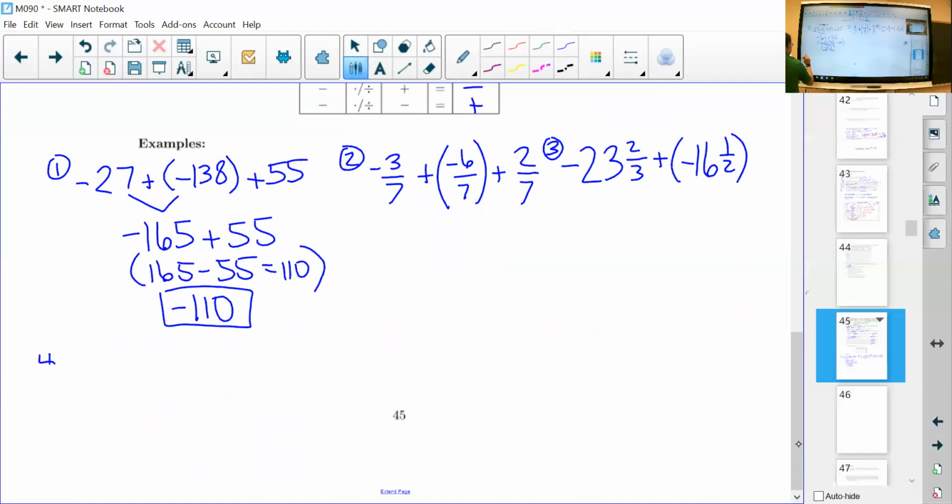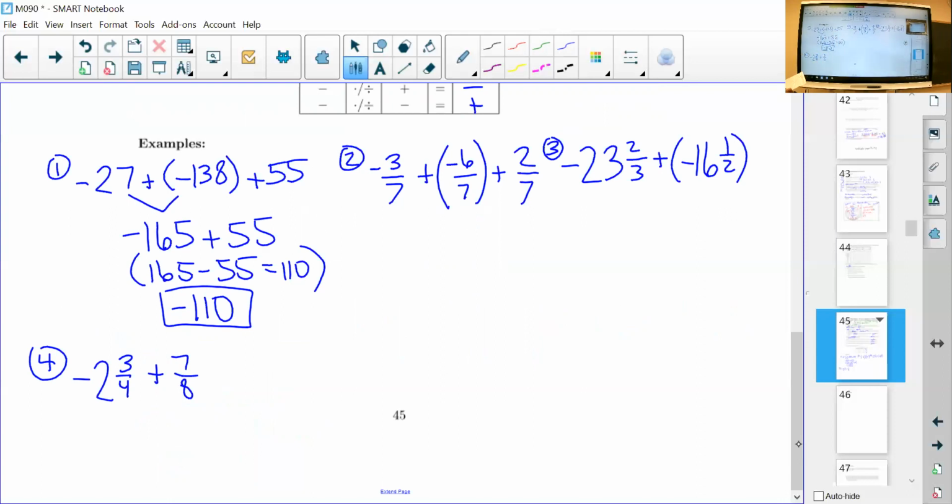Number 4. And the next page is also going to be all examples, so feel free to move on to the next page whenever you're ready, or the back of this page. Negative 2 3/4 plus 7/8.